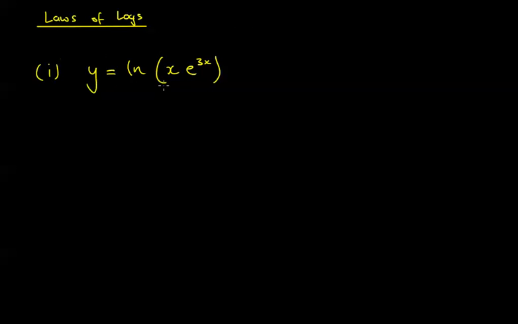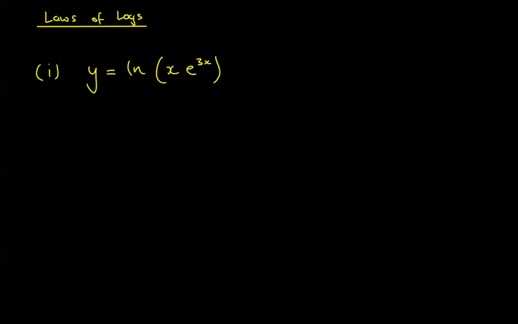Now, here's a function we've been asked to differentiate: natural log of, inside the bracket, x e to the power 3x. You may look at this and think, this looks like a composite function. I could do natural log of u and let u equal x e to the power 3x, and then use the product rule on x times e to the power 3x, and multiply it by 1 over u. And that would work.